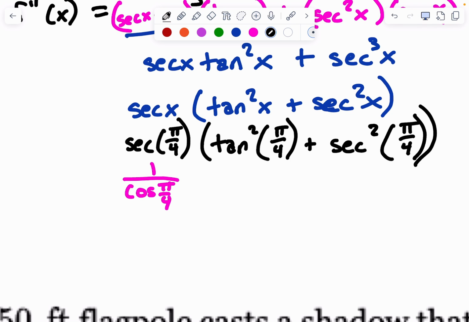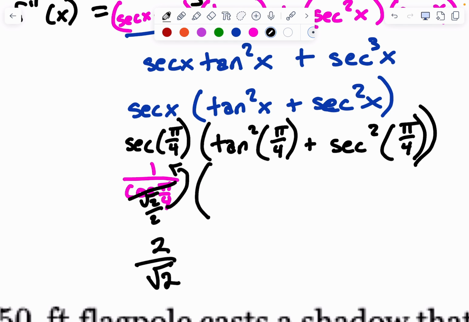Okay, now, what's cosine of pi over 4? The square root of 2 over 2, right? So what's 1 divided by the square root of 2 over 2? Keep, flip. 2 over the square root of 2. That's what he's going to look like. And we're not going to rationalize yet. Okay? Good?